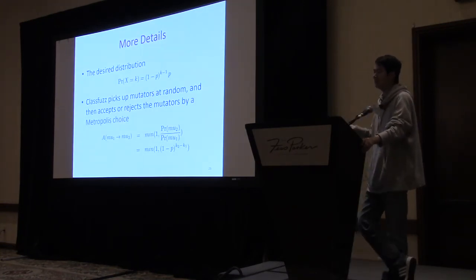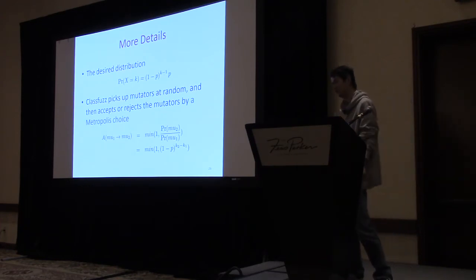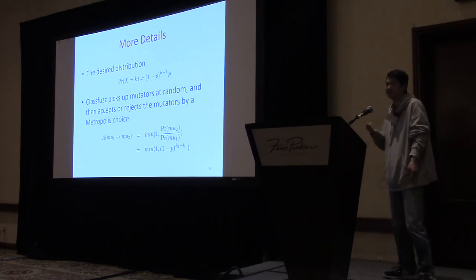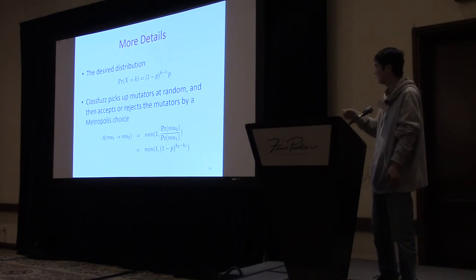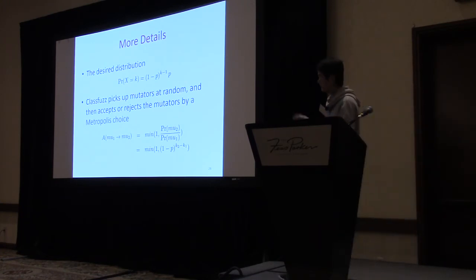We can sample the mutators to meet the geometric distribution. The algorithm selects a mutator at random and accepts or rejects the mutator by a Metropolis choice. It's calculated as this. It's calculated by just using the desired distribution.